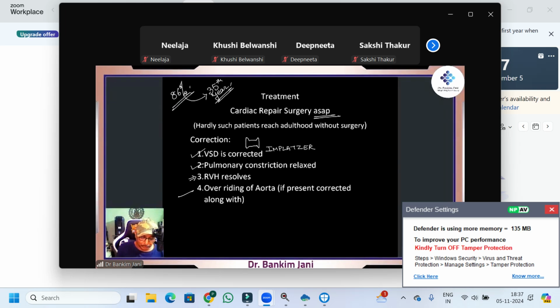But if there is overriding of aorta, then it has to be corrected, and this becomes a major thing, because this is variable. It is not certain how much it will be overriding. So whatever it is, we have to correct it. So this becomes a major portion. If it is asked which one is the most difficult portion, correction of overriding of aorta, if present, is the most difficult step.